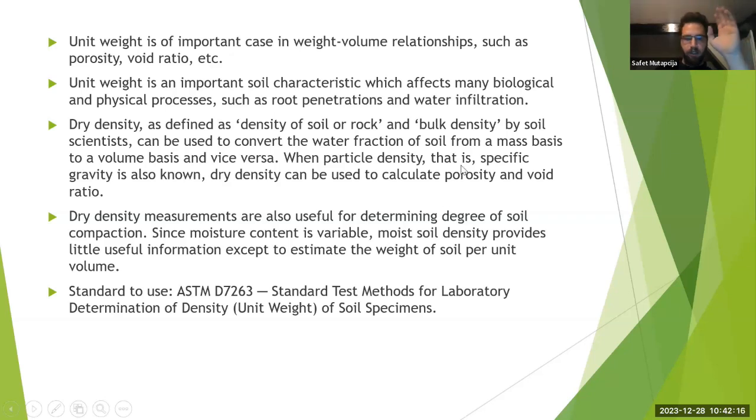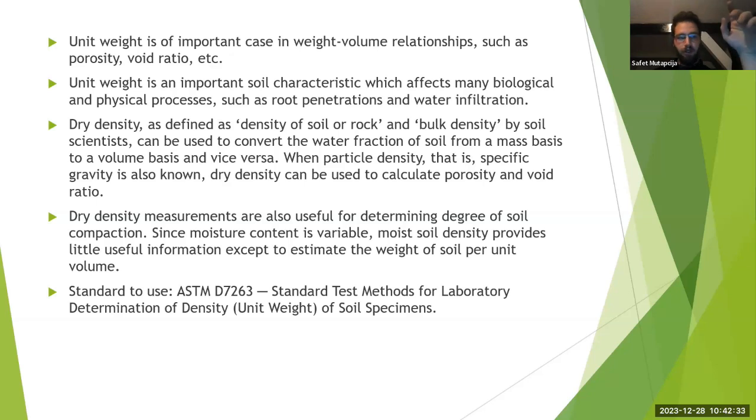You're just going to put 3 or 4 values there, and you're going to get everything. But it is important to understand what it means. So dry density measurements are also useful for the determination of the soil degree of compaction.